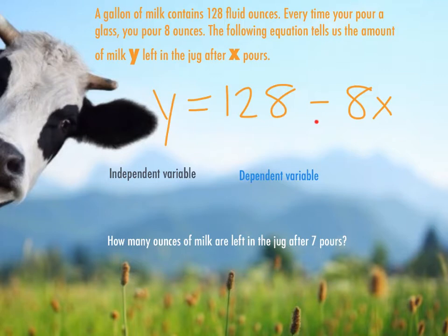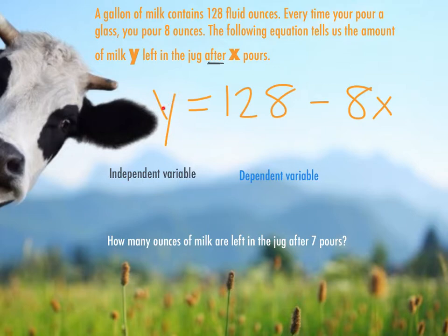So the following equation tells us the amount of milk left, and we're going to use y for that part, left in the jug after x pours. Okay, so I wrote y equals 128 minus 8x. Why does that make sense? Well, let's think. First of all, they said the following equation represents the amount of milk left in the jug. So that tells us that what comes before that is going to be affected by what comes after that word after.